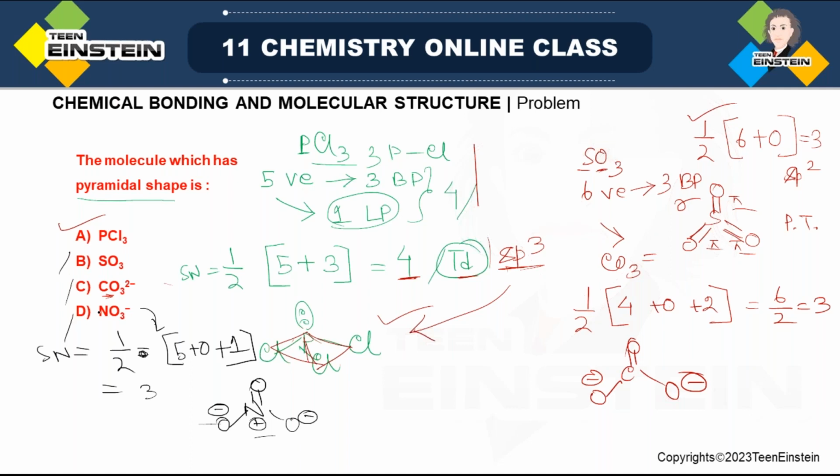Only PCl3 is tetrahedral, but as there is 1 lone pair present, without the lone pair, the remaining shape is pyramidal. Okay. If I draw it in a better way, it will be like this. This is the remaining shape, which is pyramidal. So this should be the correct option. Fine.